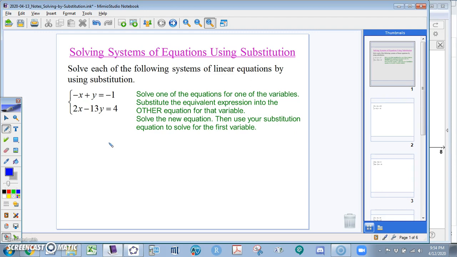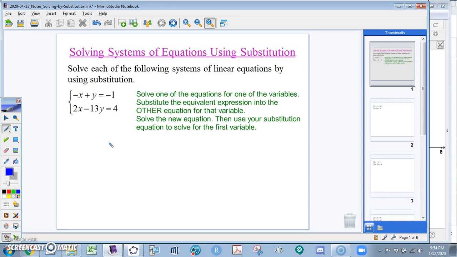That will give you an expression that is equal to that variable, and you will substitute that expression into the other equation for that variable. That will give you a new equation that only has one variable in it. Then you solve that new equation. Finally, you take that answer and plug it back into your substitution equation that you had up above and use that to solve for the first variable. This will make a lot more sense with an example.